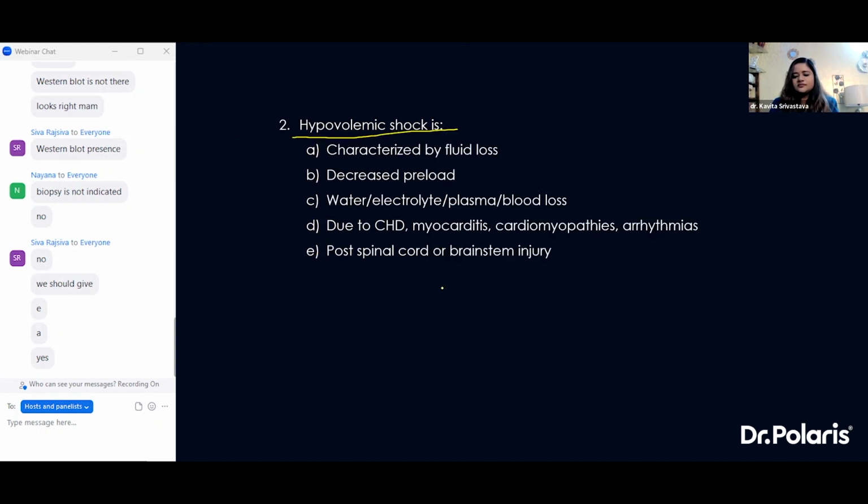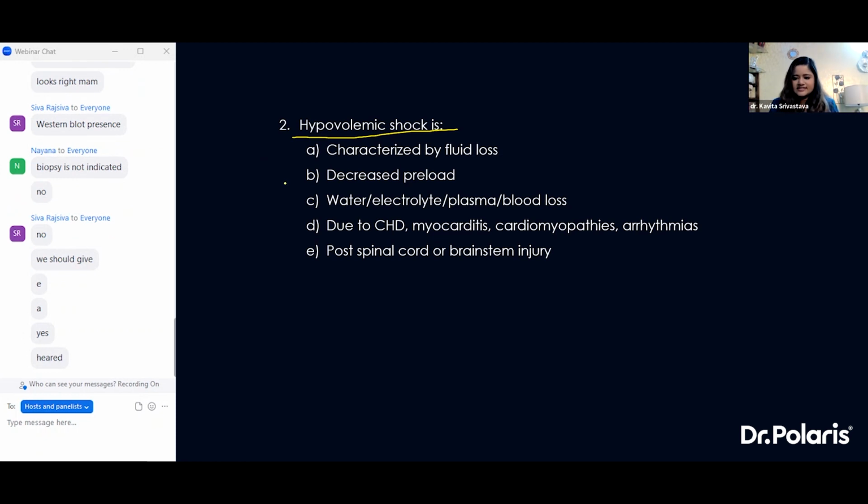Hypovolemic shock is, so what defines the hypovolemic shock? What is a hypovolemic shock? Anybody would like to put down the answer? So basically, what the name suggests, that is the meaning of the shock. Hypovolemic means the volume is decreased. Okay. So it is characterized by fluid loss. Obviously, if the body is having fluid loss because of maybe GI losses or any kind of loss, it will result in hypovolemia.